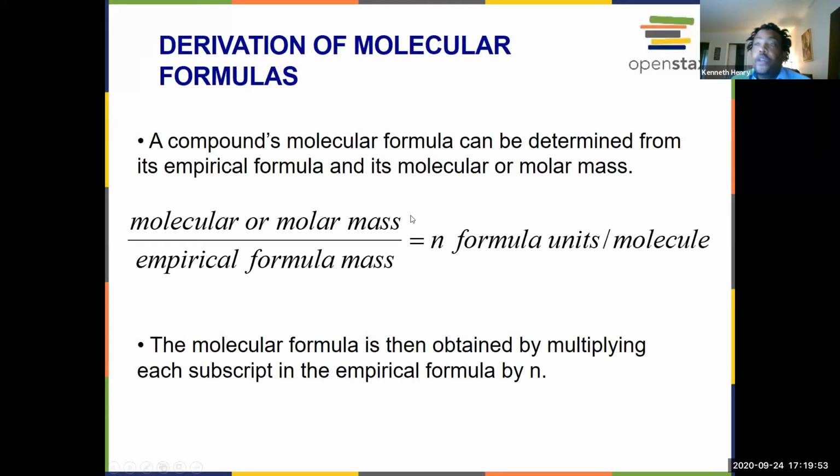Okay, so when we're trying to figure out the molecular formula, you're going to need the molecular mass or the molar mass. So if they give you the molar mass and ask you to figure out the molecular formula, all you have to do is first calculate the empirical formula and then use that to calculate how much you need to multiply by. I know it's kind of hazy, so it's probably best if I just give you an example.